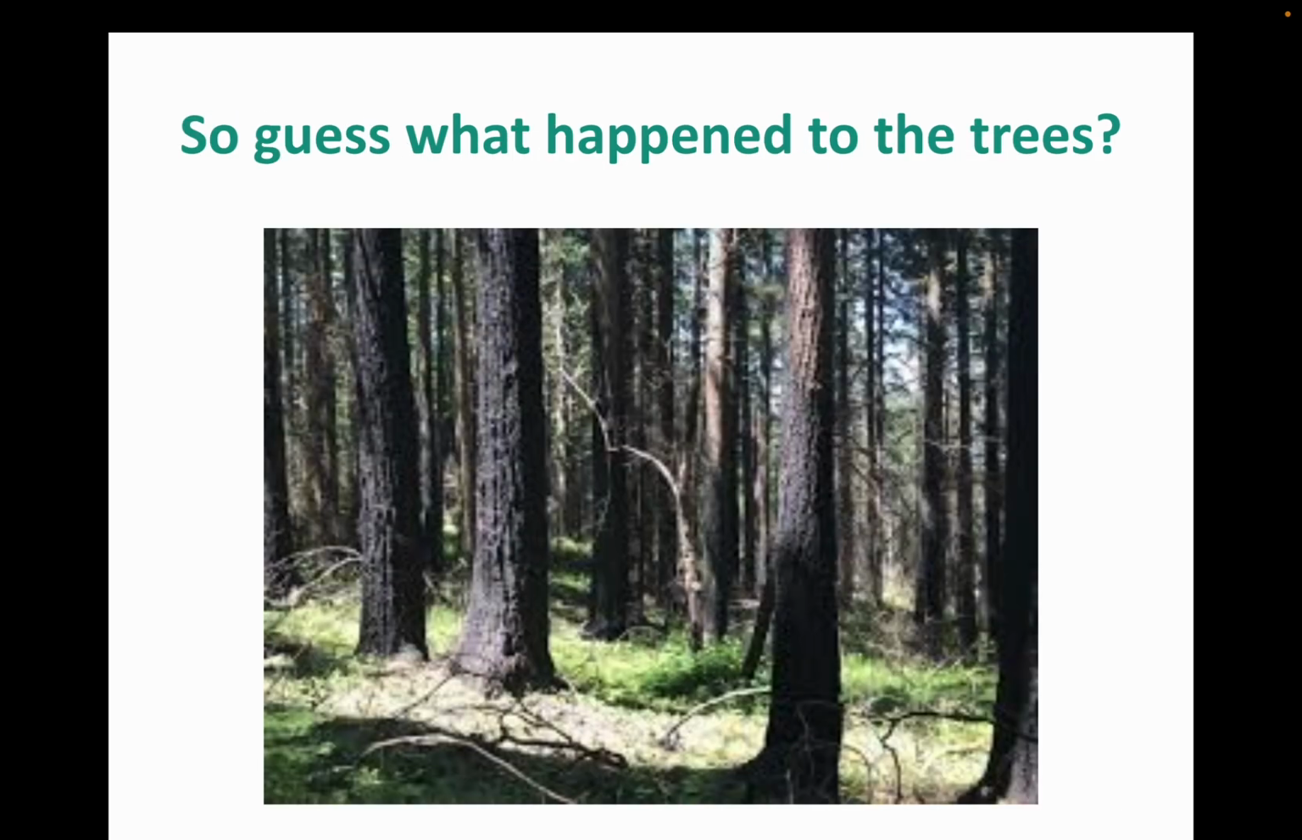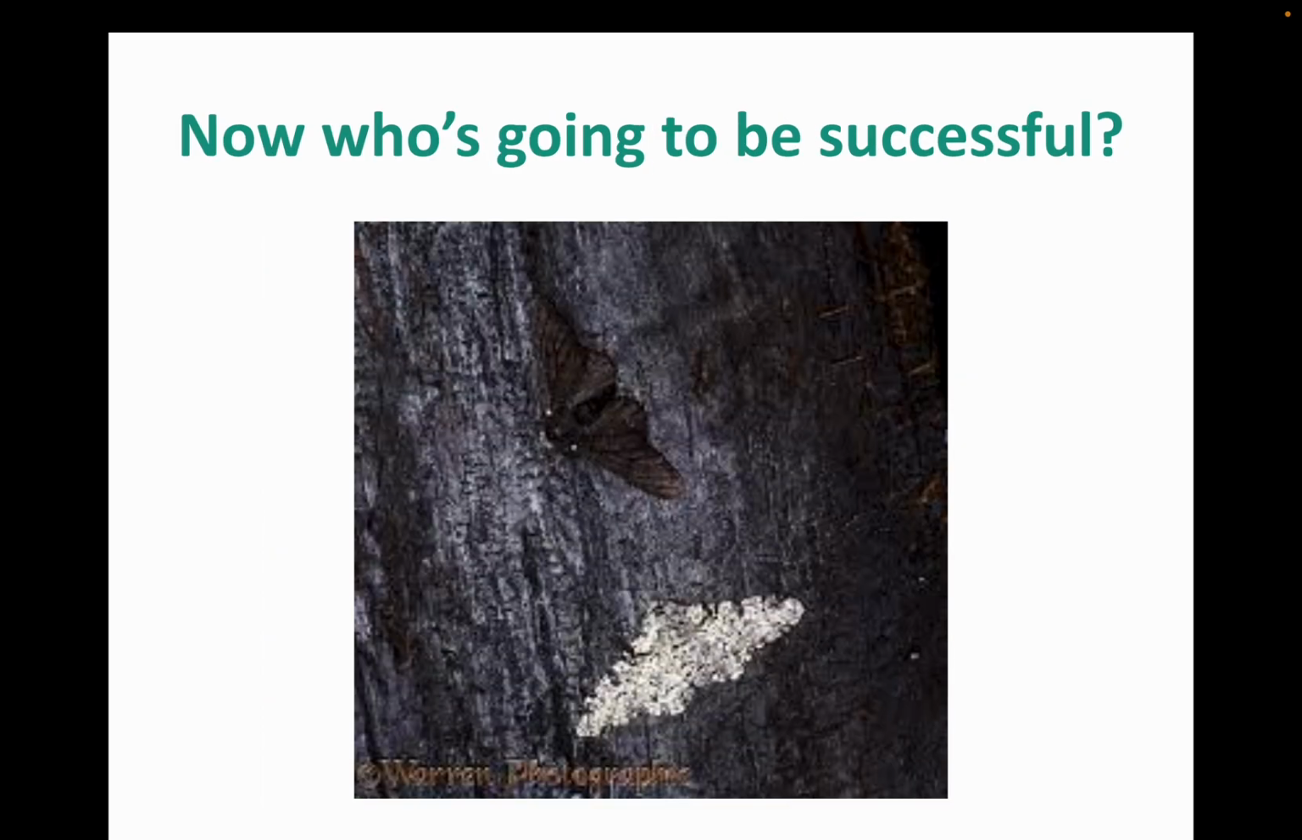So if you pump out all this smog for decades and decades and decades, guess what happens to the trees? These trees got covered in the soot. They're still white birch trees, but now they don't look like they're white birch trees because they have been absolutely covered in this soot. So now, guess who's going to be successful?